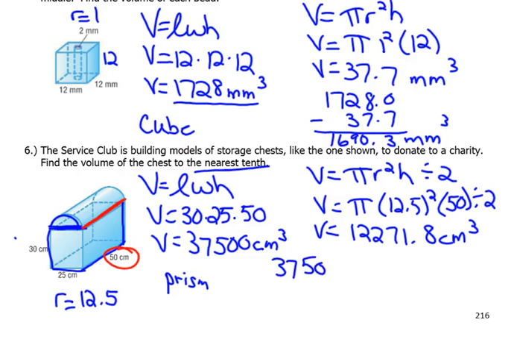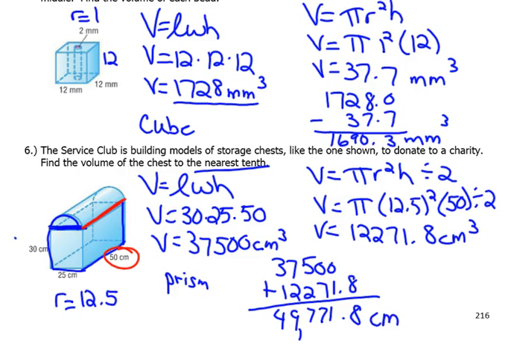So 37,500 plus 12,271.8. Add those together: 49,471.8 centimeters cubed. Okay. Any questions?